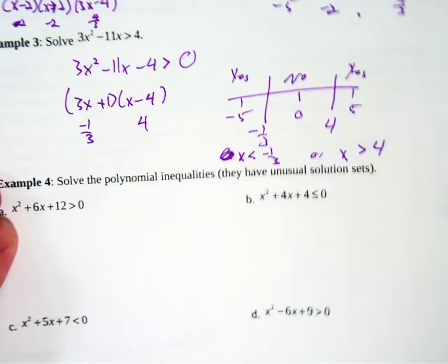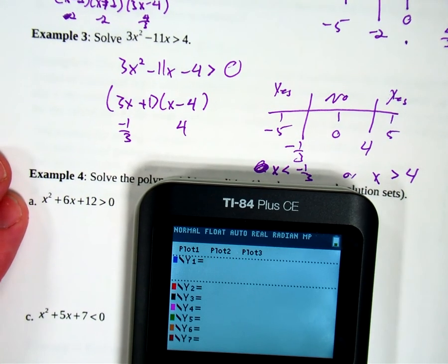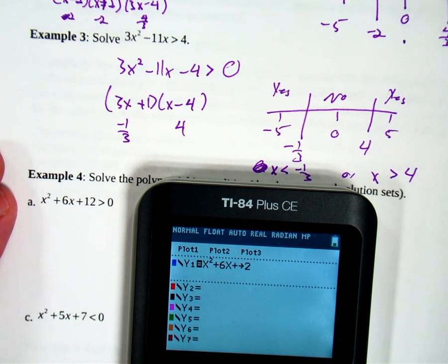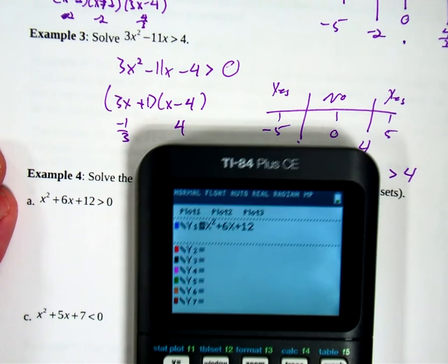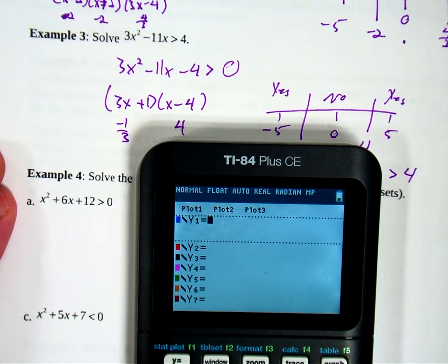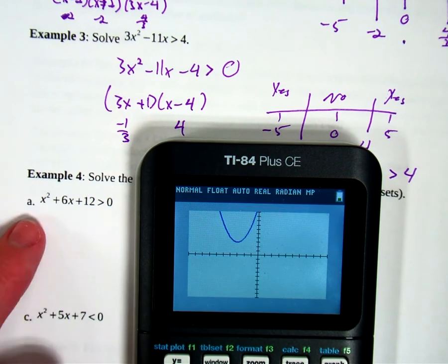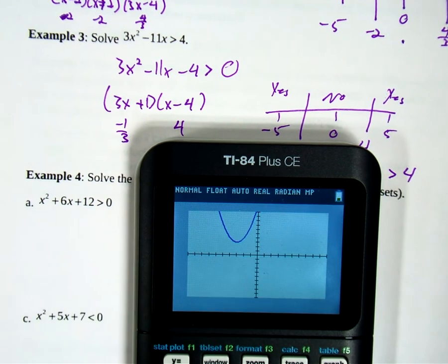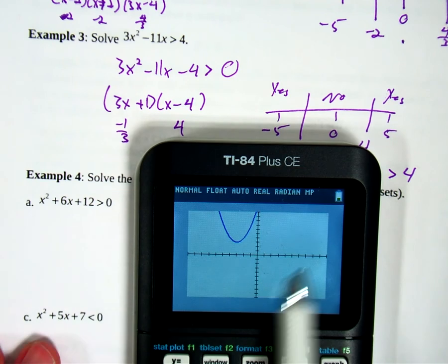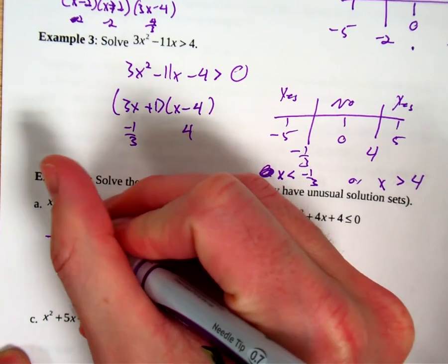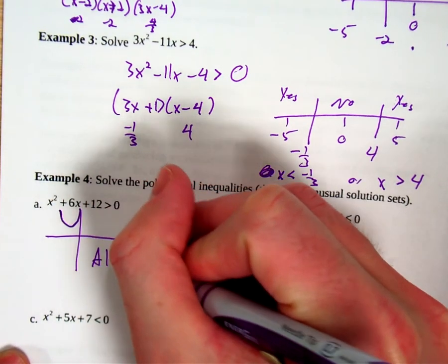Okay, so it sometimes can help to check it out on the graph right away. X squared plus 6x plus 12. Where is that greater than 0? Oh, wrong way. X squared plus 6x plus 12. Graph, not clear. Where is that greater than 0? It's always greater than 0. Okay, it never crosses the line. So it's always greater than 0. That's going to be always, all real numbers.